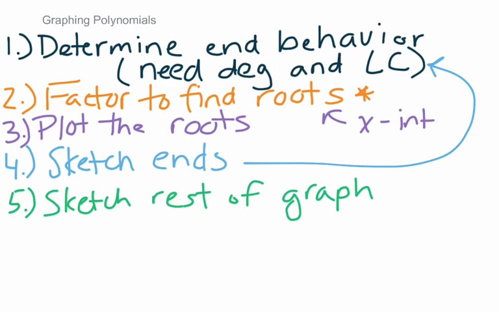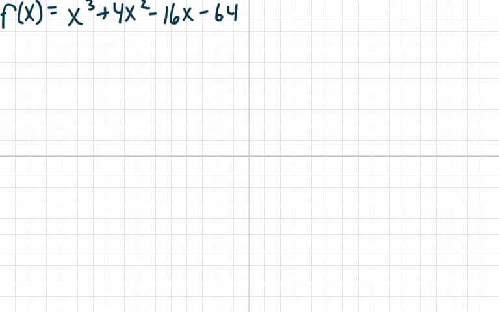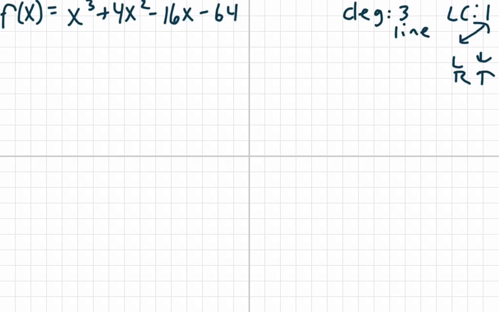Step number 1, determine the end behavior. For that, we need the degree and the leading coefficient. So we know that the degree of this polynomial is 3. That's odd, which means it's like a line. And the leading coefficient is 1, which means it's got positive slopes. So we're dealing with left, down, and right, up. So that's our first step, is to figure out what this function is doing at the ends.